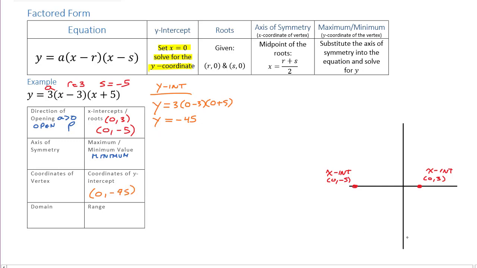Done. So that's going to be really low down. So this graph is not going to be very accurate. So we'll just say it's somewhere down here. I know it's not accurate at all what I'm doing here. All right, (0, -45), and that's our y-intercept.